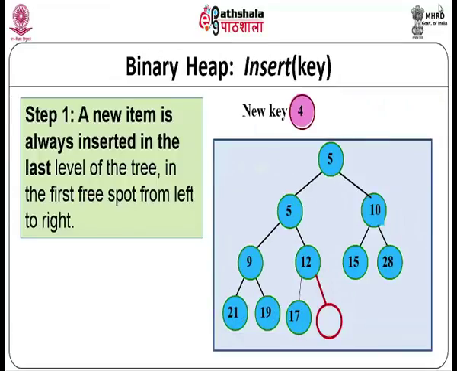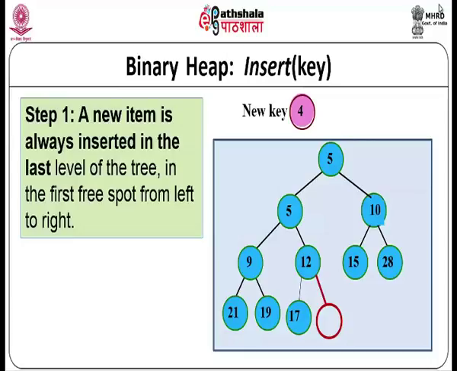And now, let us look at the interesting example of a binary heap where we want to insert a key element. Okay. So, what is the first step in inserting a key element? A new item is always inserted at the last level of the tree, in the first spot in the last level which is free, going from left to right. In this particular example, we have a min binary heap, and the position which is free is after 17. So, we just add a dummy node there. Okay, that is the first thing.